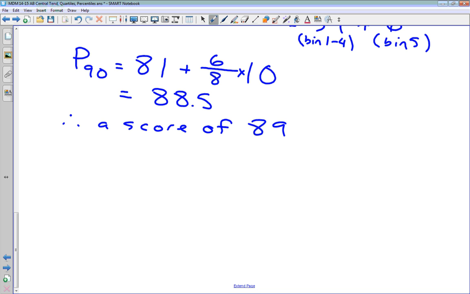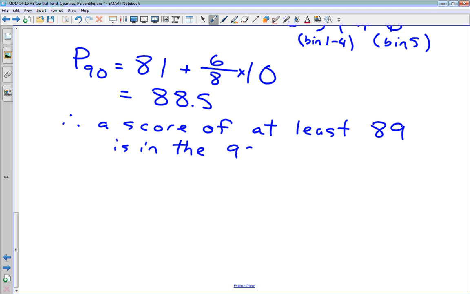So a score of 89, I'm going to change this to at least 89 is in the 90th percentile. Okay. Because that gets across the idea that if you're above 89, you are still in the 90th percentile. Anything above 89 puts you in the 90th percentile. Okay. And that's how you deal with grouped data.